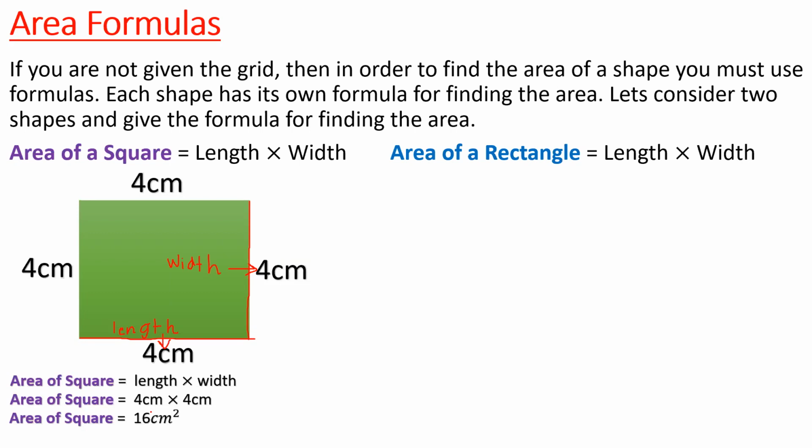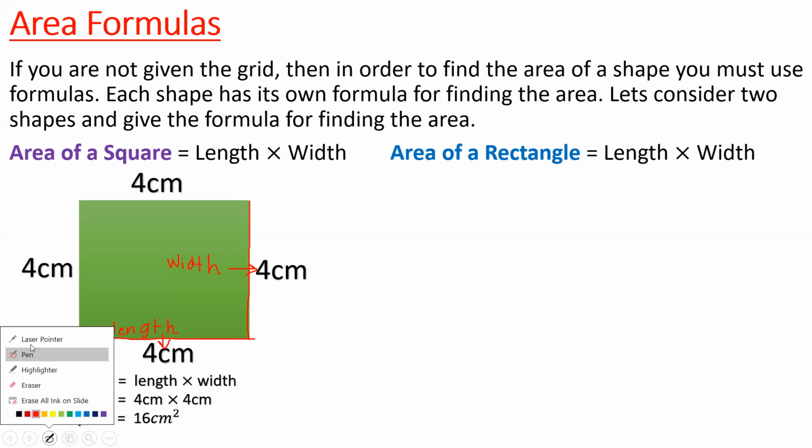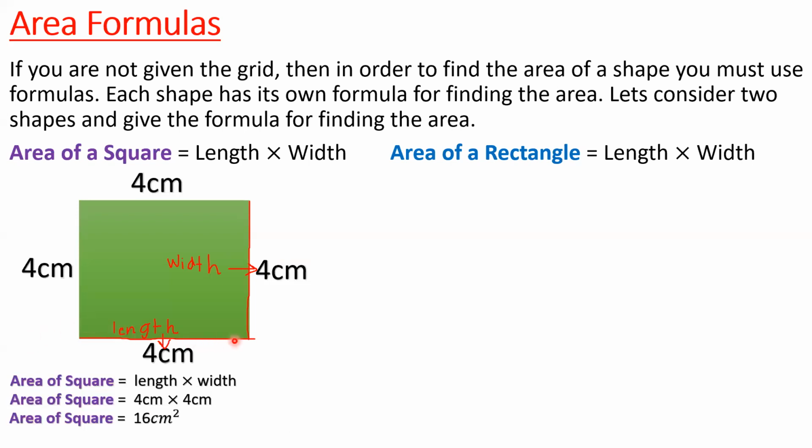So what we're doing is, notice we do not have a grid. Even though we do not have a grid, we still can find the area of the shape. How can we find the area of the shape even though we don't have a grid? Well, we have to do the length of the shape multiplied by the width of the shape. If it's a square, it's length times width, so it's going to be 4 centimeters times 4 centimeters, which is going to be what? 16 centimeters squared. Okay.